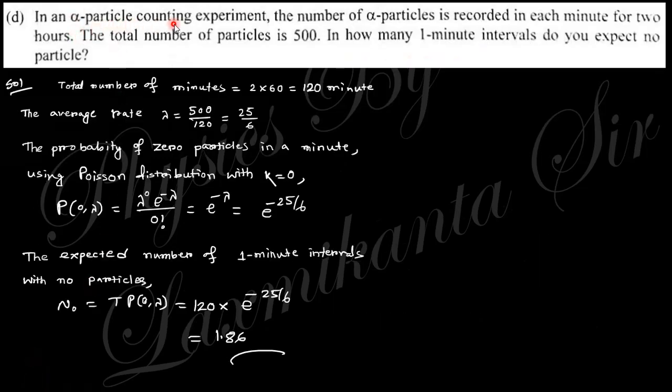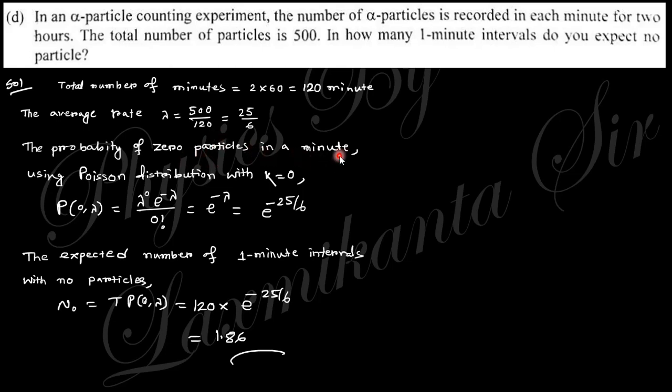In an alpha particle counting experiment, the number of alpha particles is recorded in each minute for 2 hours. The total number of particles is 500. How many 1 minute intervals do we expect no particle? So the number of minutes here, 2 hours means 120 minutes. So the average rate is total 500 by 120, that is 25 by 6.